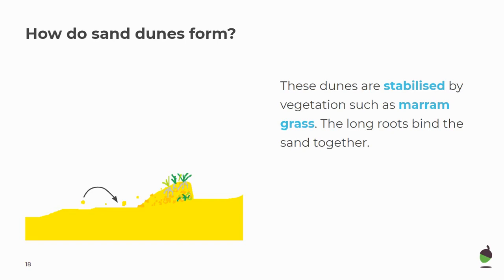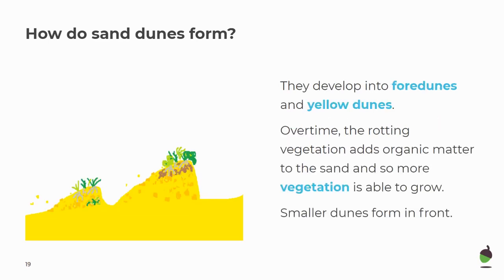These dunes are stabilised by vegetation such as marram grass. The long roots bind the sand together. So if you look at the image, we get marram grass and lime grass, and those roots dig deep into the sand, holding it together. This stops it from blowing away.